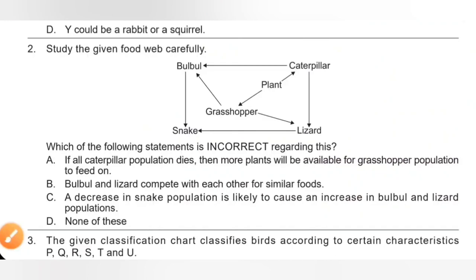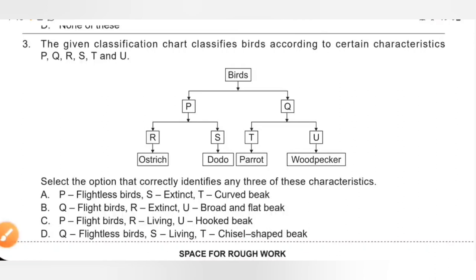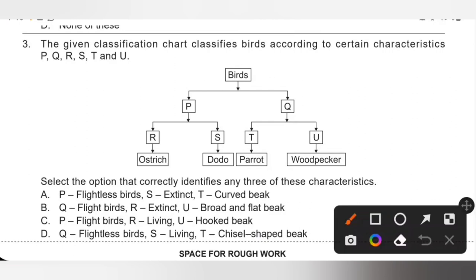Third one, the given classification chart classifies bird according to certain characteristic P, Q, R, S, T and U. Select the option that correctly identifies any three of these characteristics. So please check, R is ostrich, S is dodo, T is parrot and then U is woodpecker. So ostrich and dodo are flightless bird, parrot and woodpecker are flying bird. So P is flightless bird and Q is flying bird. So option A is the correct answer.